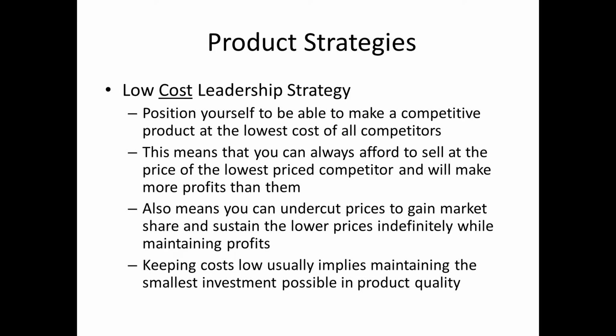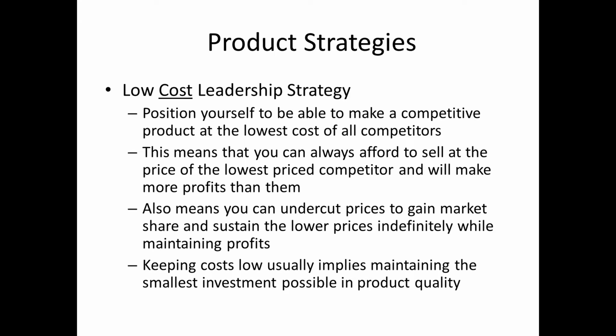At the product strategy level, just for a single product, there's really two strategies. The first is what we call low cost leadership. Low cost leadership means that you put yourself in a position to have the lowest production cost of all your competitors. So again, it's cost that you're really managing. Now, if I have the lowest cost, what that means is that at any price that anybody else can afford to sell their product, I'll make more profit than them.